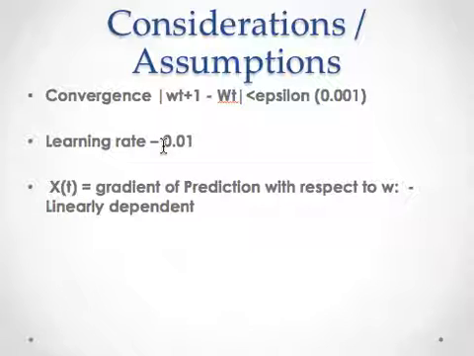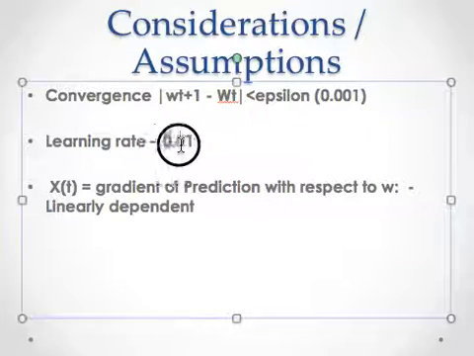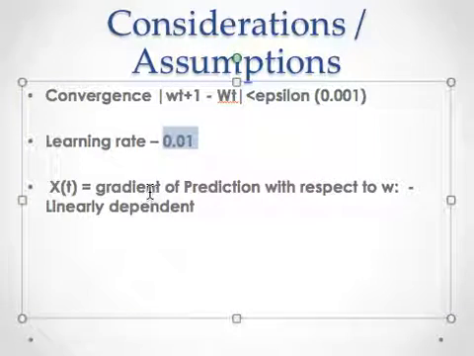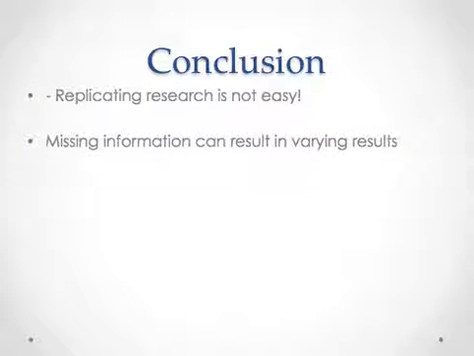For the first experiment, the learning rate wasn't defined, and so I defined it to be 0.01. For the gradient of the prediction value with respect to W for linearly dependent systems, the value is equal to the observation, and so this was one of the assumptions that I made in my project.